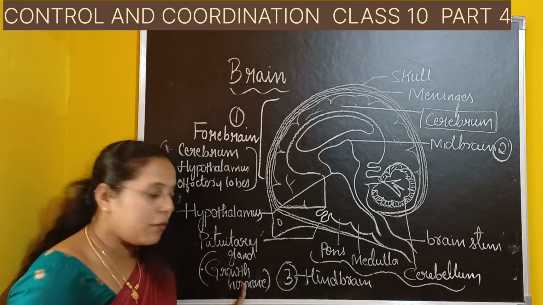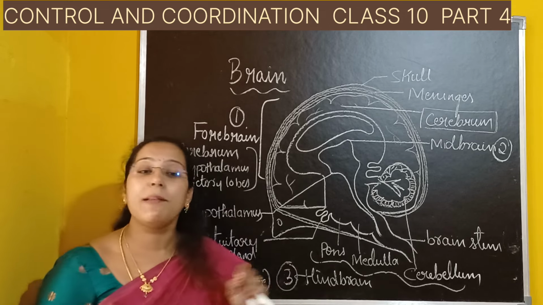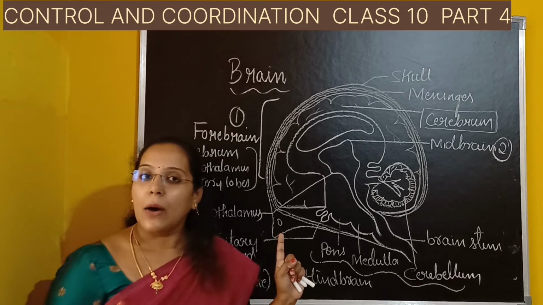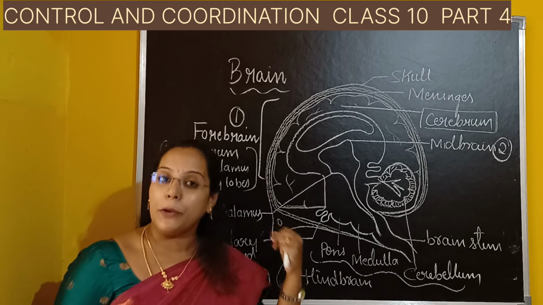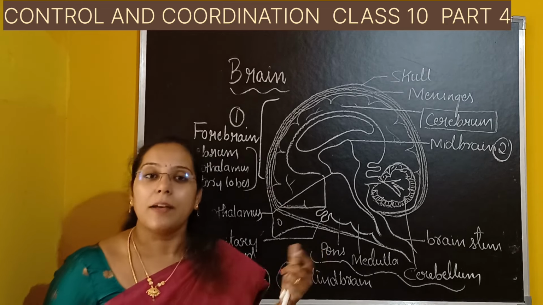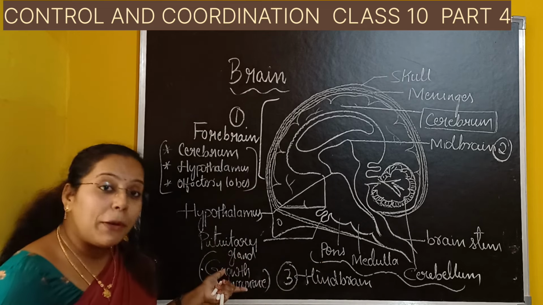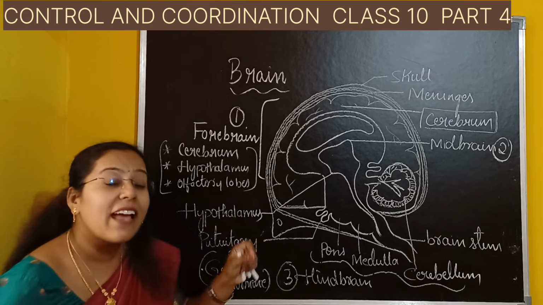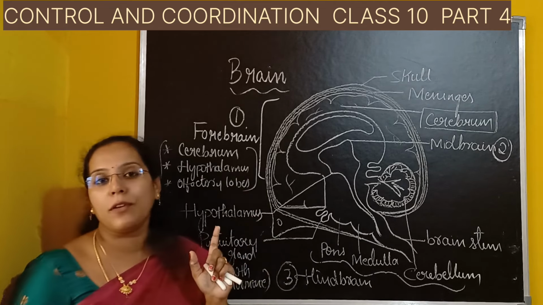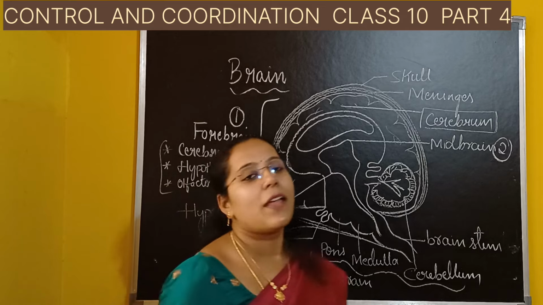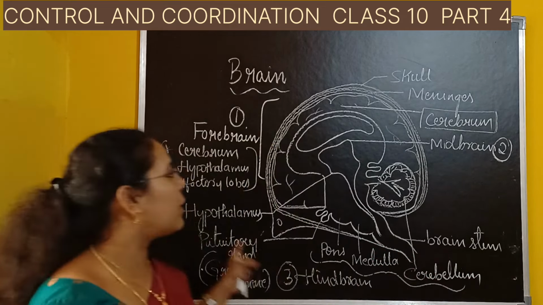If the growth hormone released by the pituitary gland is in excess of what is required, the person will be extremely tall, and the condition is called gigantism. I will repeat this pituitary gland under animal hormones again, but to make you understand at this point, I am telling you. And if the same pituitary gland releases less growth hormone, the person will be extremely short, and the condition is called dwarfism. So this is all about the human brain.